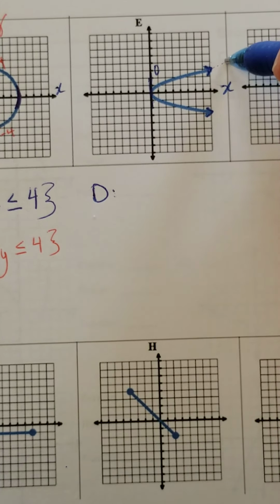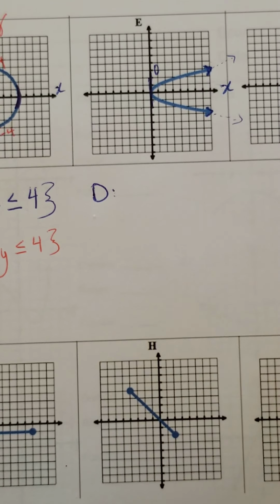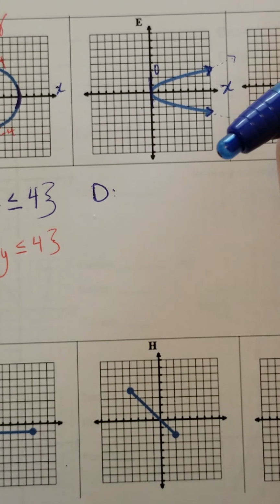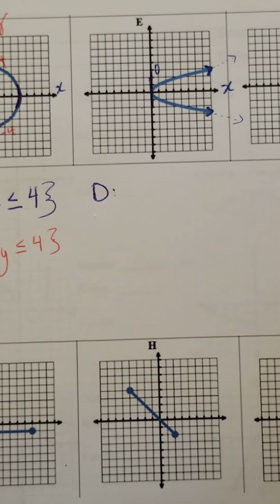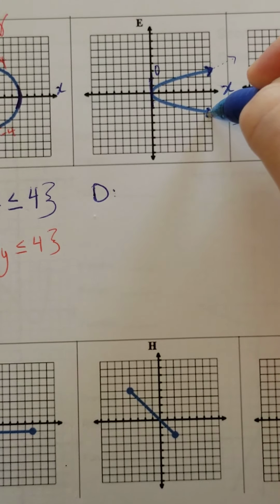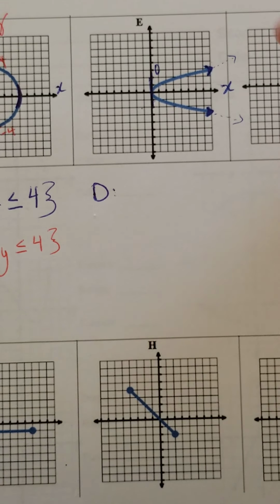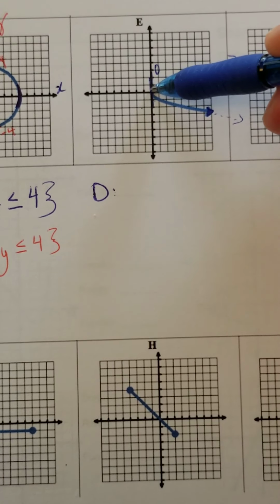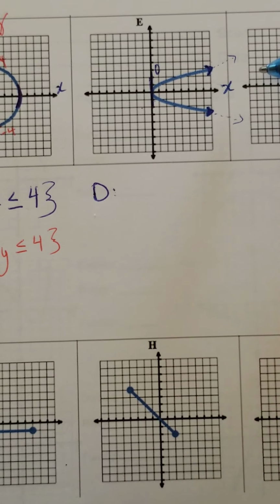They go on forever and ever, and we don't know where they stop. Okay, it just means they go on forever. And so we can't draw the whole thing going on forever, so we just stop it here and put arrows. So all we know is that it is starting here, that the lowest value for x is 0, but we don't know the biggest value.